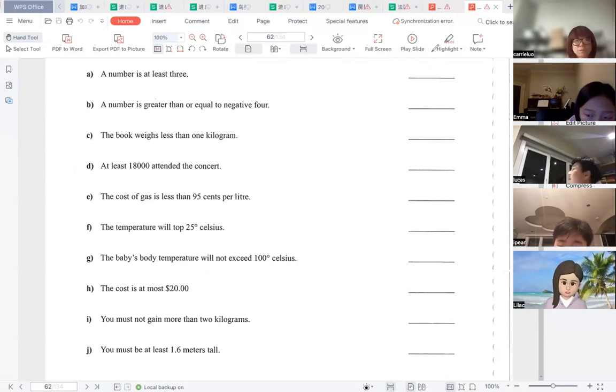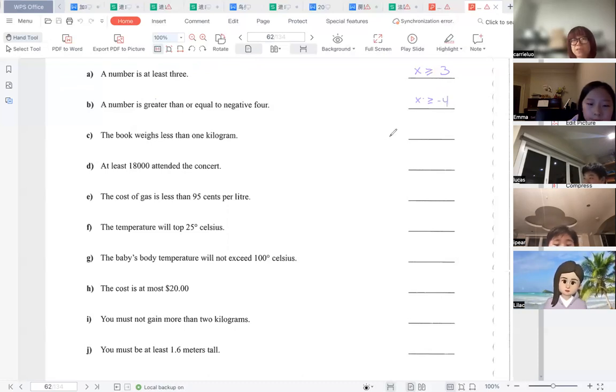X is greater than 3. So x is bigger or equals to 3. Okay, at least a 3. That means 3 is included as well. Understand? Okay, number 2. Number 2, Emma, a number is greater than or equals to a negative 4. X is bigger or equal to -4. Okay, very good.